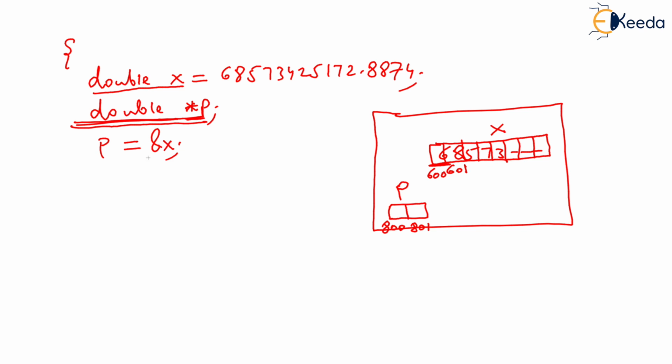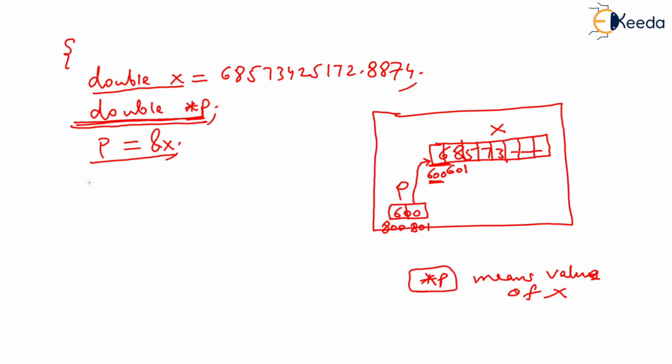You very well know that p stores address of x. So 600, this address of x is stored by p. So p points to x. Now what happens once p points to x? If you write asterisk p, it means x. It means value of x. Isn't it?